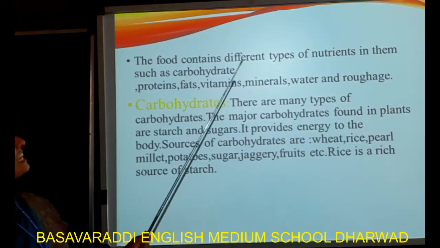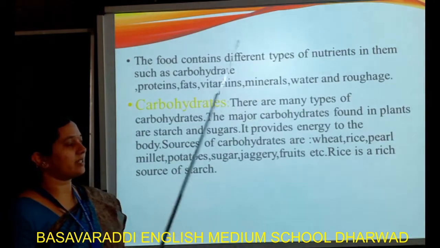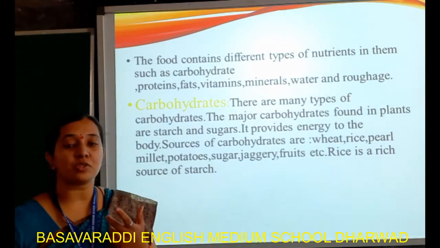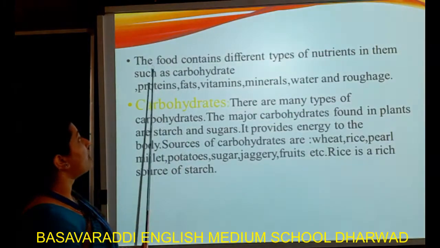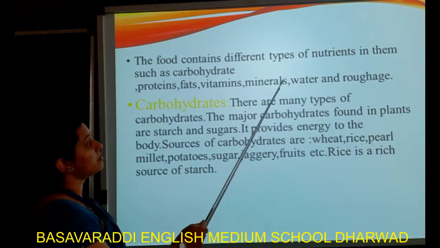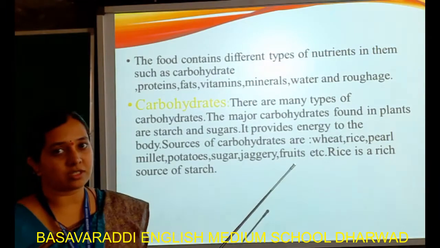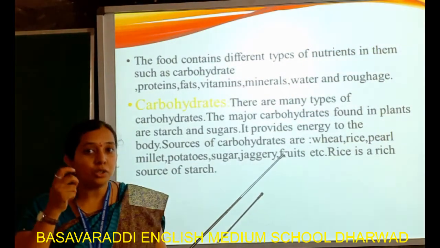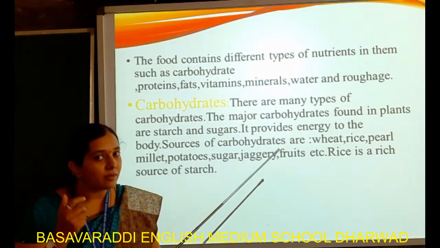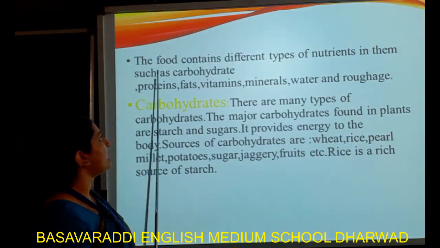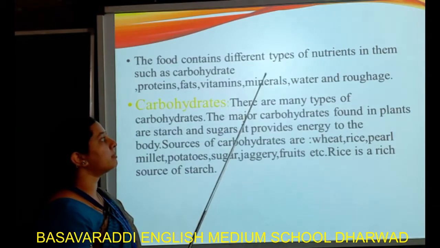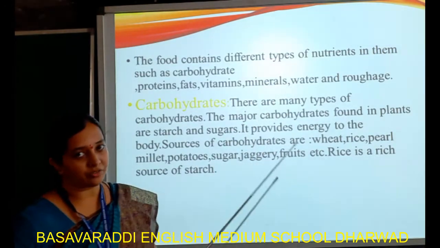The food contains different types of nutrients, such as carbohydrates, proteins, fats, vitamins, minerals, water and roughage. So these are the different nutrients which are present in the food.